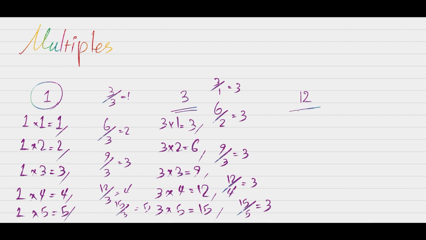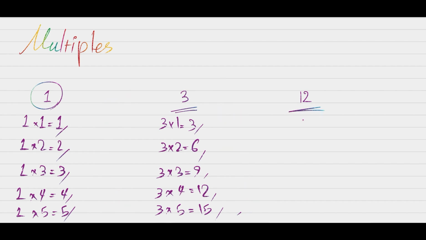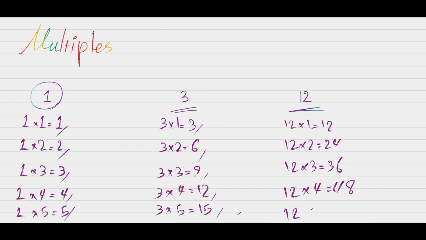Let's go to the last example here. Same thing here. I can just say 12 times 1 is 12, 12 times 2 is 24, 12 times 3 is 36, 12 times 4 is 48, and 12 times 5 is 60. So all these are the multiples of the number 12. And I could keep going to infinity.